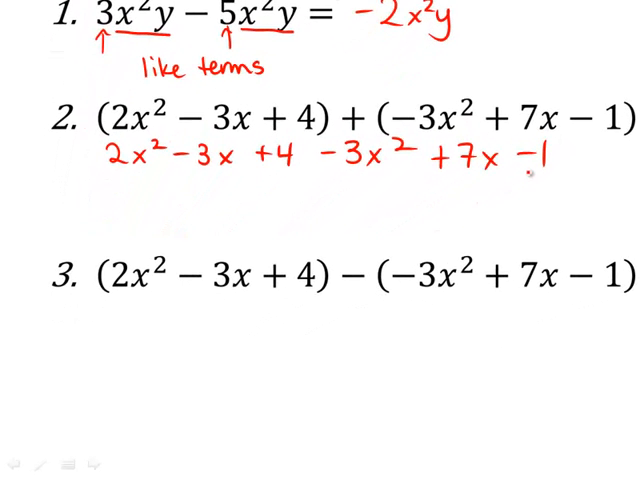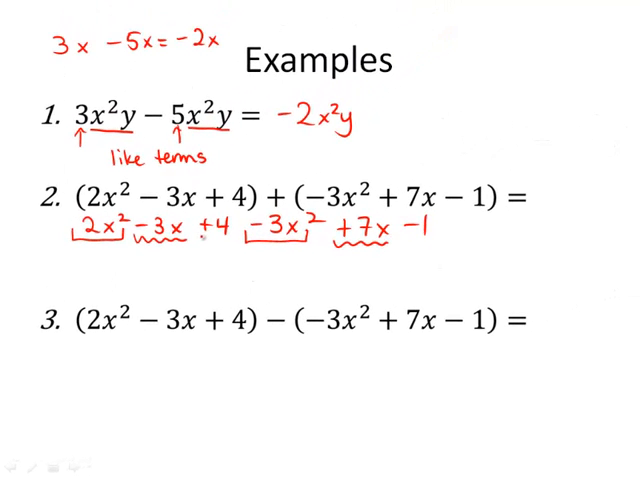Now we can look for like terms. So let's code them. You can see them as flashcards. We've got this term here, that's an x squared term. We have another x squared term here. We have a negative 3x and a positive 7x. Those are like terms as well. And these are like terms as well, the constant terms. They have degrees of 0.